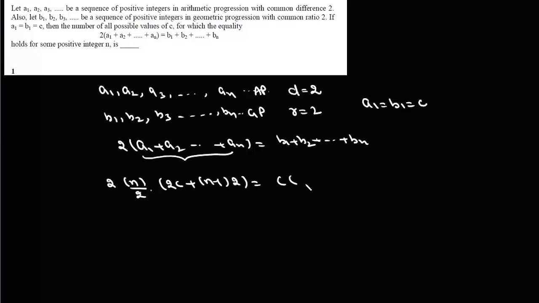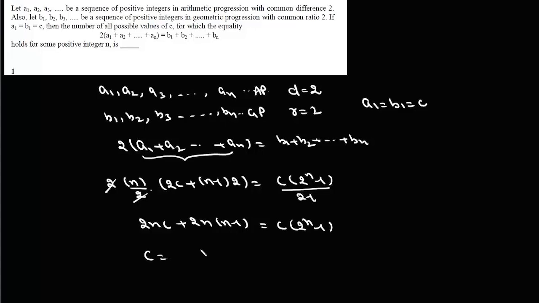So it will be a times r to the power n minus 1 upon r minus 1. Now here 2 and 2 will cancel, so we'll get 2nc plus 2n into n minus 1, and this is equal to c into 2 to the power n minus 1. Now we can write this c as 2n into n minus 1 upon 2 to the power n minus 2n minus 1.